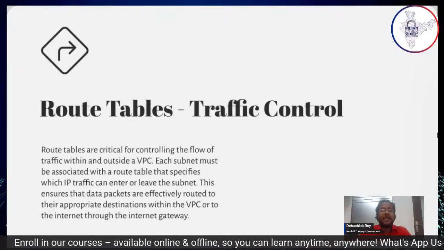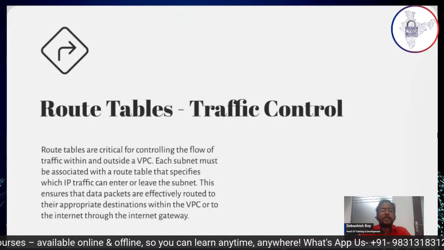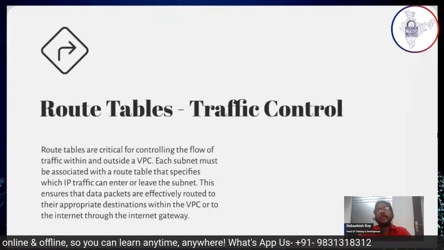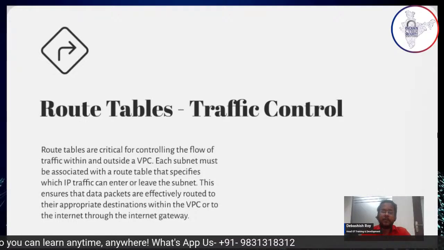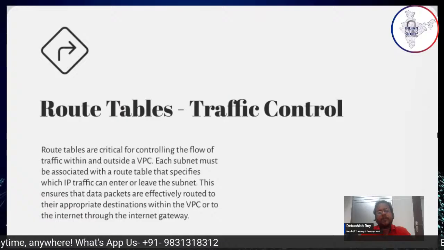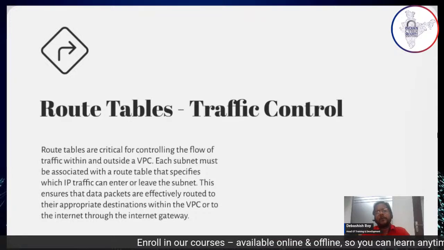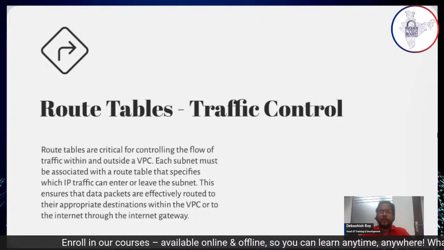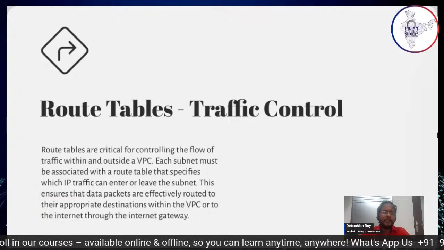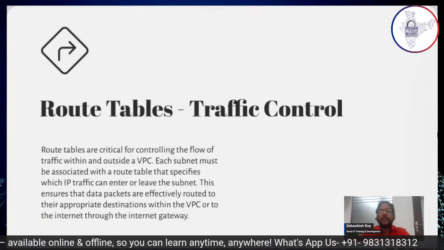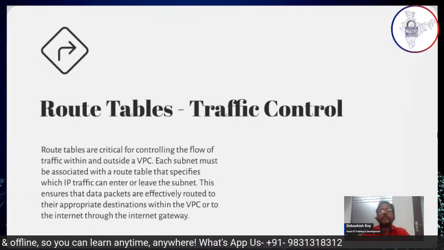Like it is like the ACL, you can say, access control list that we have in Cisco. Here in AWS, in the route table, you have to add it manually. This ensures that data packets are effectively routed to their appropriate destinations within the VPC or to the internet through the internet gateway. And now you can have one more thing, that is the internet gateway. Like if you're having internet access, how can you have it? Without the internet gateway, it is not possible. So your EC2 instance must be connected to the internet gateway.